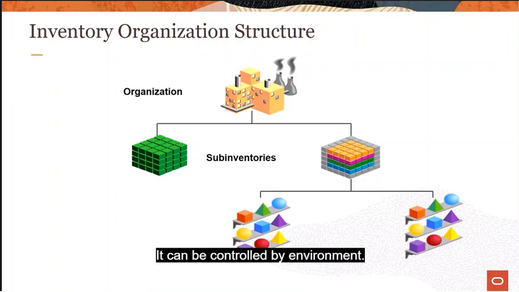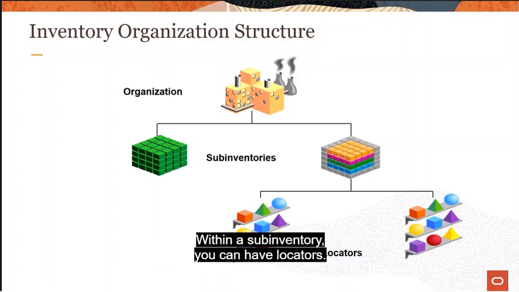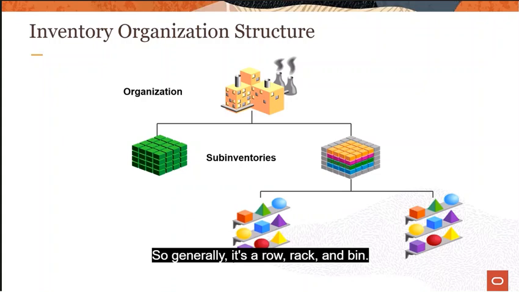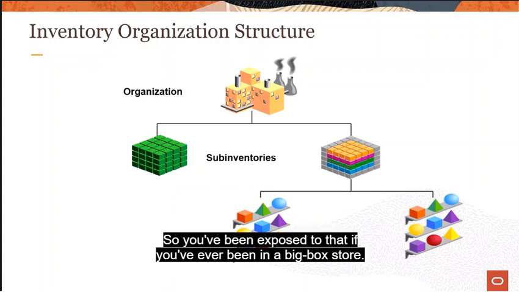It can be controlled by environment. So you have things that are flammable, you want them locked down. You have things that need to be cold, they can have them in cold storage. Within a sub-inventory, you can have locators. So generally it's a row, rack, and bin. So you've been exposed to that.